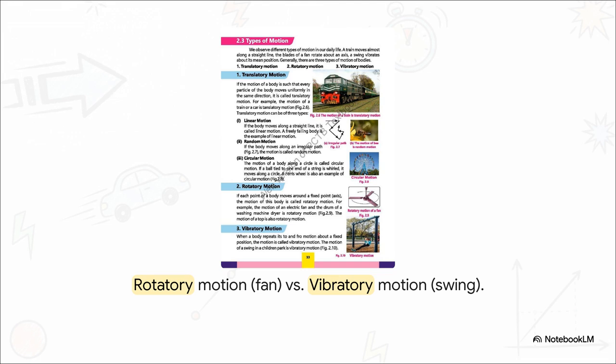Rotatory motion is when every point of a body spins around a fixed axis. Just think of a ceiling fan in your living room or the drum of your washing machine. It spins like crazy, but the axis itself stays firmly put. Vibratory motion, on the other hand, is a repeating to and fro movement around a fixed center position. The absolute classic example of this is a child swinging back and forth on a playground swing.